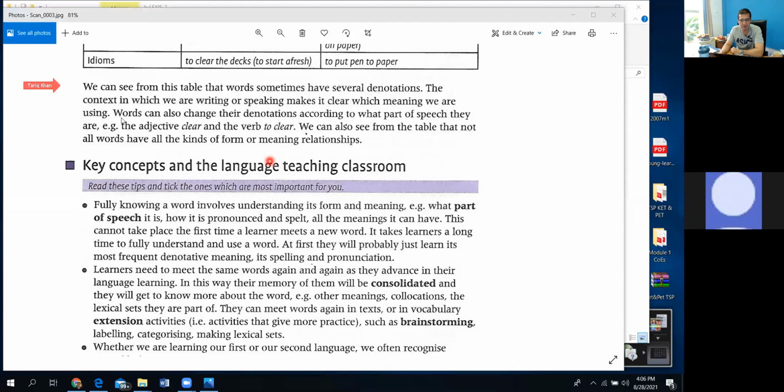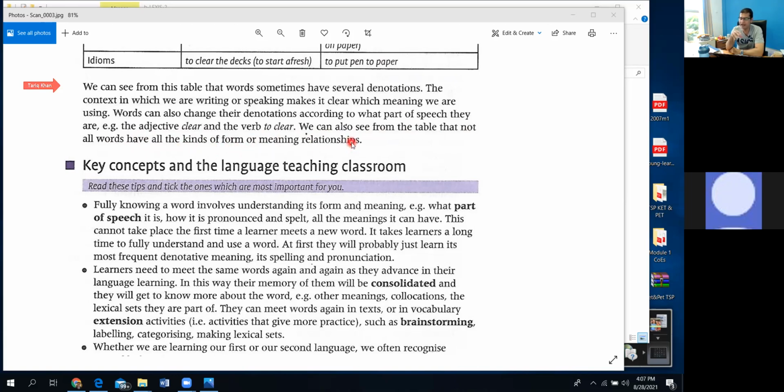Now, after the table, we can see from this table that the words sometimes have several denotations. The context in which we are writing or speaking makes it clear which meaning we are using. Words can also change their denotations according to what part of speech they are. For example, the adjective clear and the verb to clear. We can also see from the table that not all words have all kinds of forms and meanings.